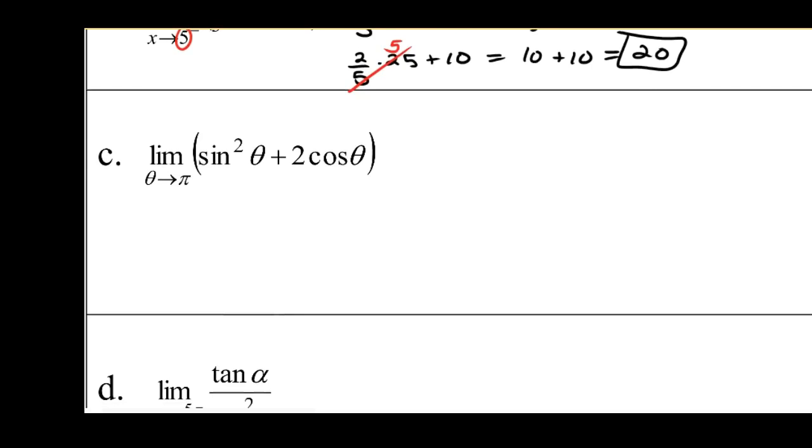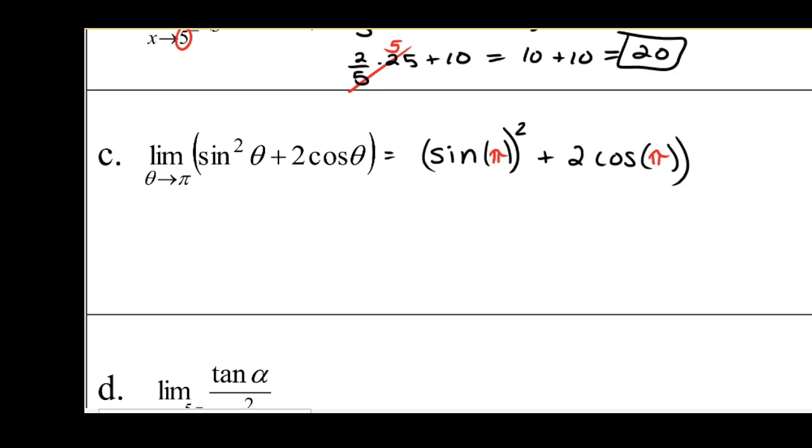Okay, for c, I'm directly substituting pi. And since this is sine and cosine, which are continuous, there's no fractions, I should be fine. I'll go ahead and fill this out. And I'm going to rewrite this. Remember that sine squared theta is sine of theta quantity squared. And this is 2 times cosine theta. I'm going to go back and put in parentheses for my theta. And I'm going to evaluate these at pi.